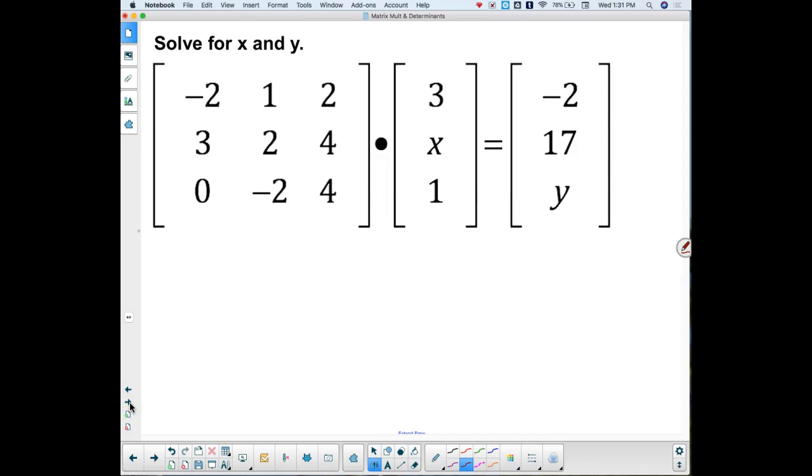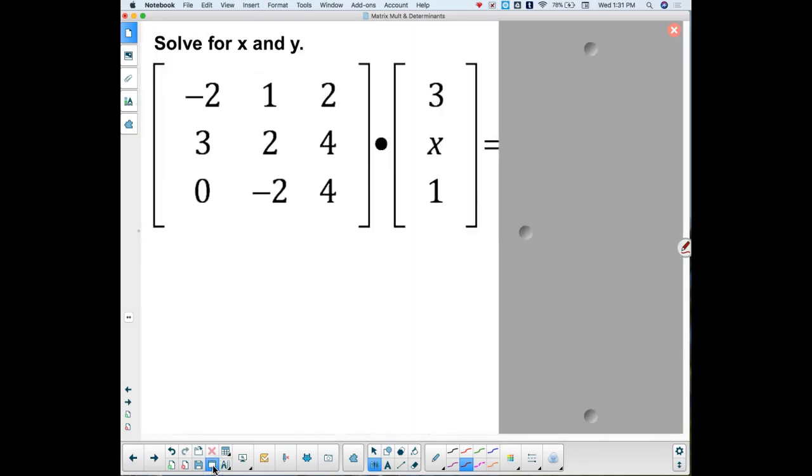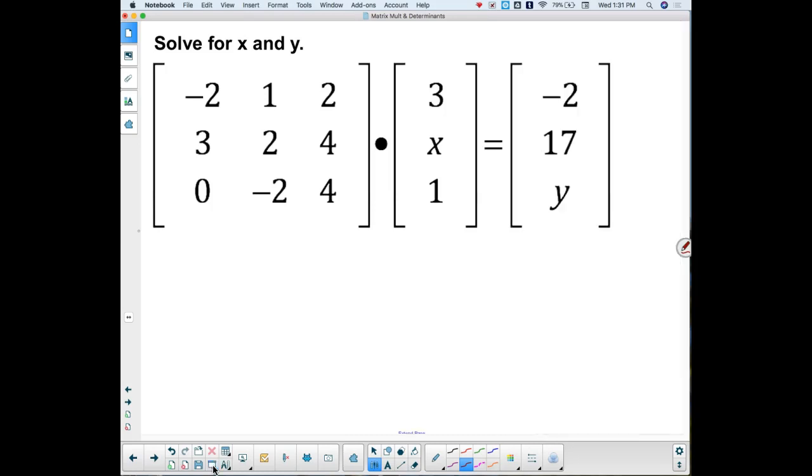Solving for x and y in this one. Well, let's see. Can I multiply those two matrices together, the left side? If I were just to look at that, can I multiply those together? Yeah? A 3 by 3 and a 3 by 1 ends up being a 3 by 1. Okay? So that works out. So if I take my first row times my first column, what does that have to equal?